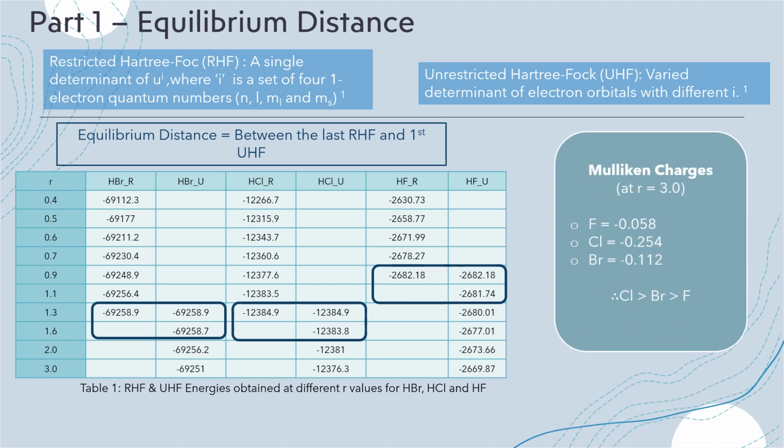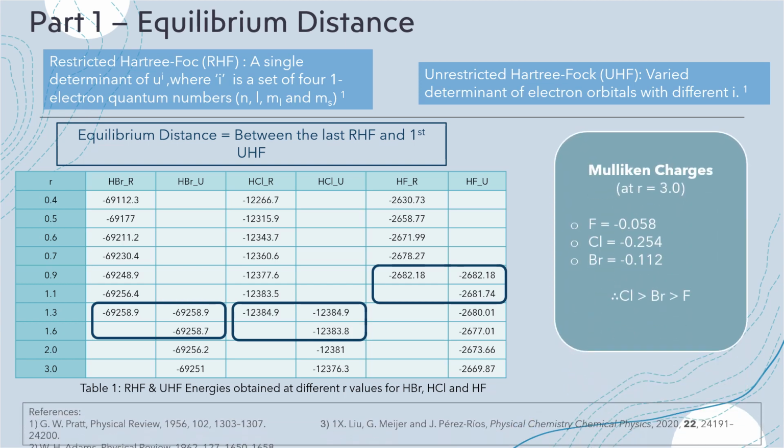The Mulliken charges refer to the overlap between atomic orbitals of different sizes. This leads to charge displacement at the midpoint of the equilibrium distance. Therefore, the electric dipole moment of molecules is affected. So in terms of the data, at 3 angstrom, it was found that fluorine had the smallest charge of minus 0.058, whilst chlorine had the greatest charge of minus 0.254.